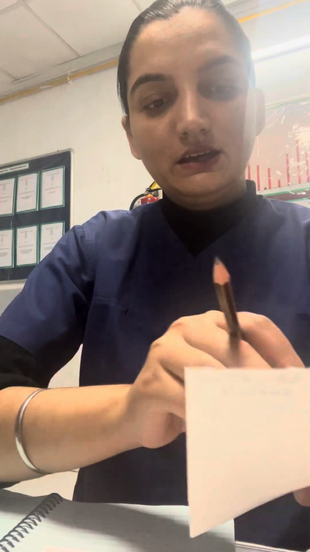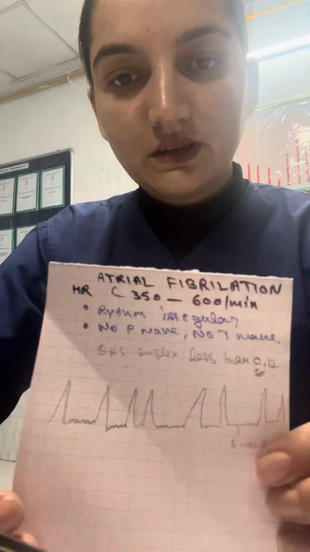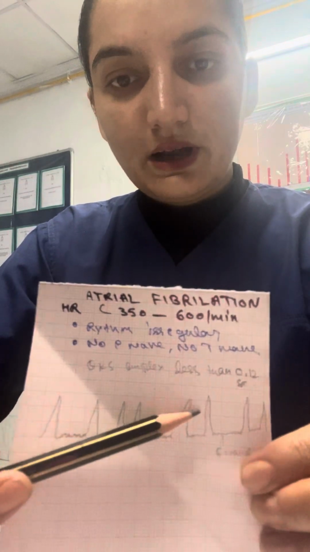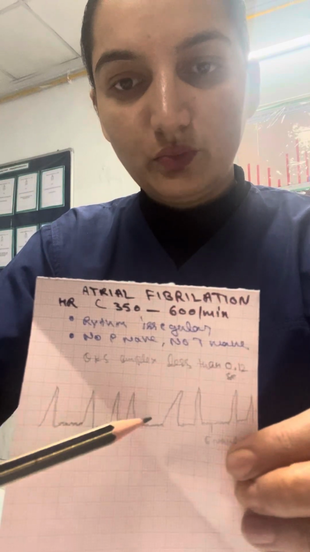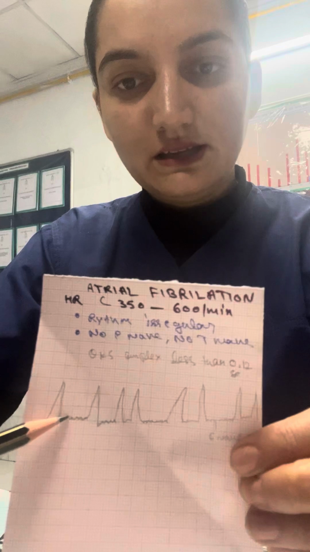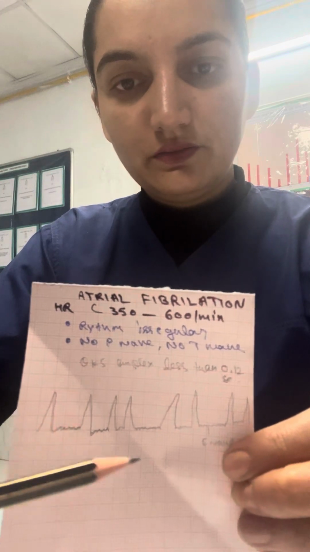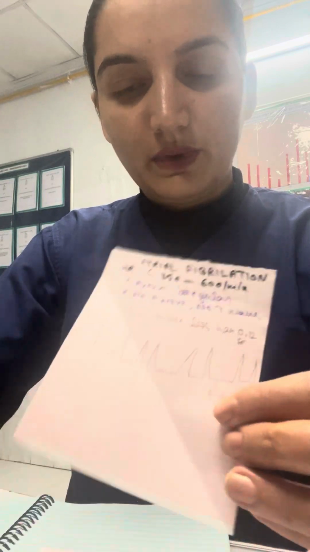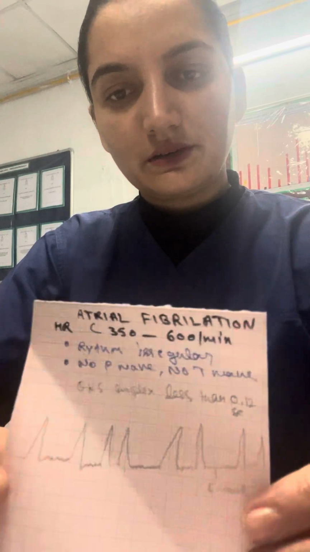Then next is atrial fibrillation. In atrial fibrillation, we have fibrillatory waves in between the QRS complexes. The QRS complex is present, but there is no P wave. Instead of the P waves, there is a fibrillatory wave before the QRS complex, and the rhythm is also irregular.